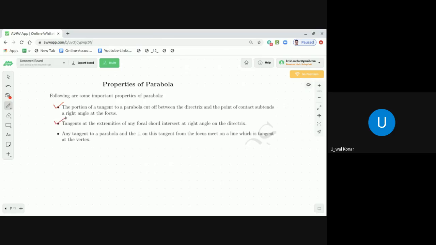Second point is that the tangents at the extremities of any focal chord intersect at right angles on the directrix. The second point we already discussed. The third point we also discussed in one of our previous discussions. The third point is that any tangent to a parabola and the perpendicular to this tangent from the focus meet on a line which is the tangent at the vertex.